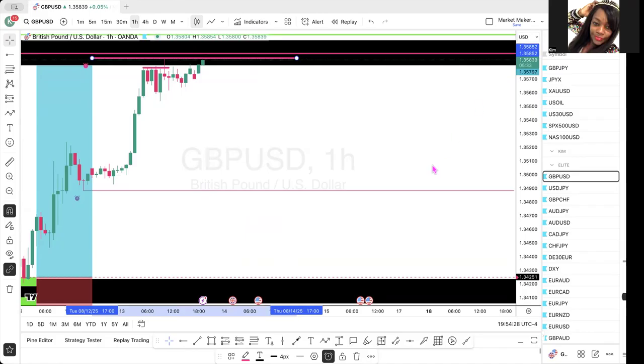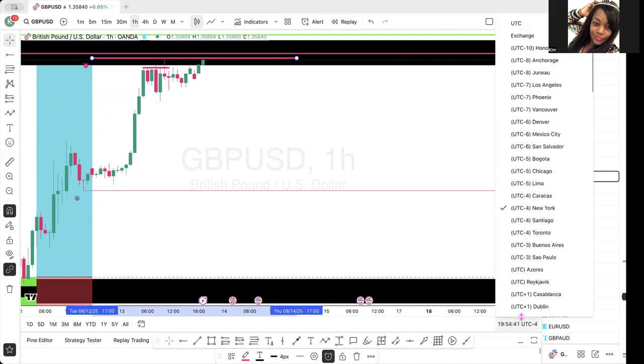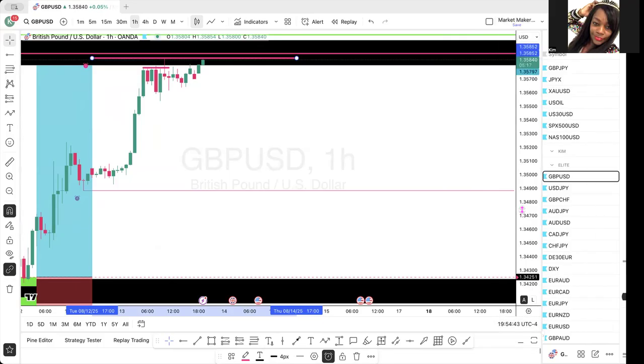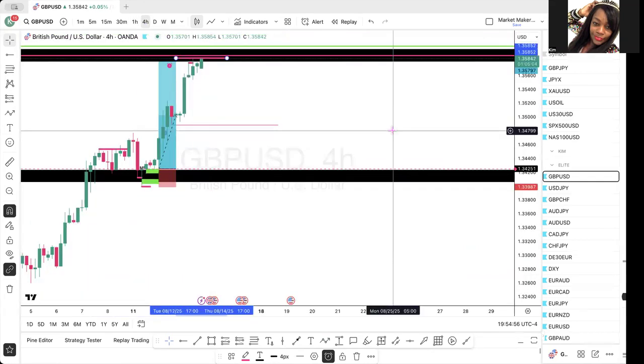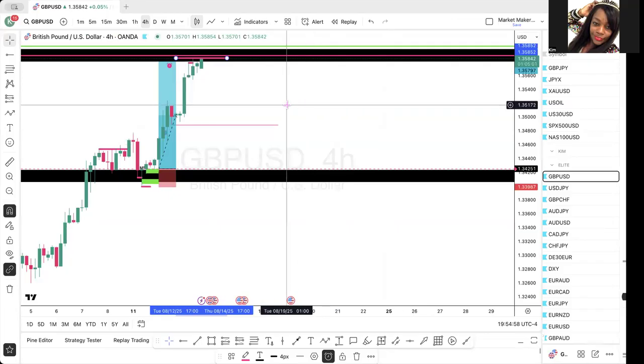Right now, wait a minute, why does this candle say it has 5 minutes and 27 seconds? That's not right. Am I on the wrong time zone? No. Wait a minute. Oh, duh, because I'm on a 1 hour time frame, not the 4 hour time frame. Okay, that makes sense.